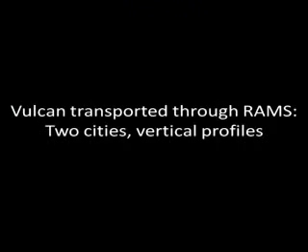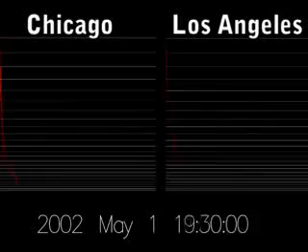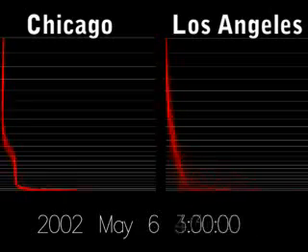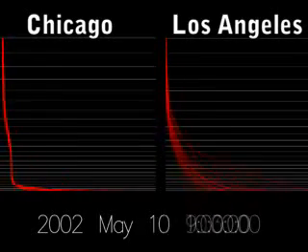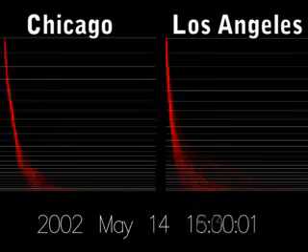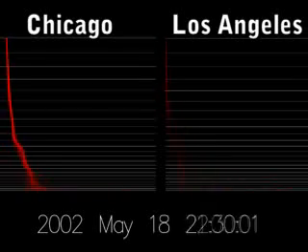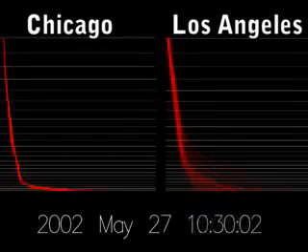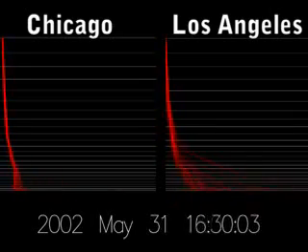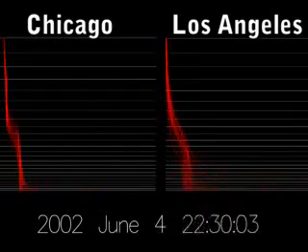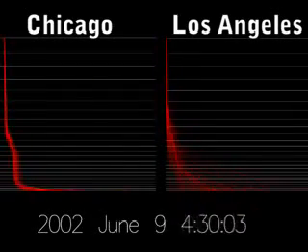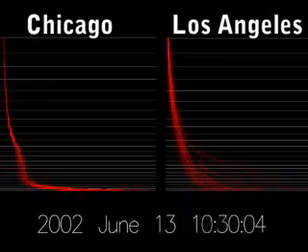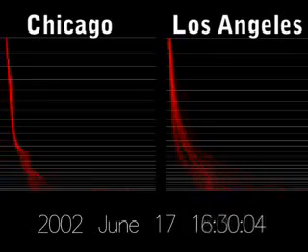The next video sequence shows vertical profiles of CO2 over two cities in the United States, Los Angeles and Chicago. Each one of these lines represents a single grid cell over the urban landscape in each of those cities. By taking all of the grid cells in an urban area, you can create a series of vertical profiles, and that's what's shown in each one of these images.